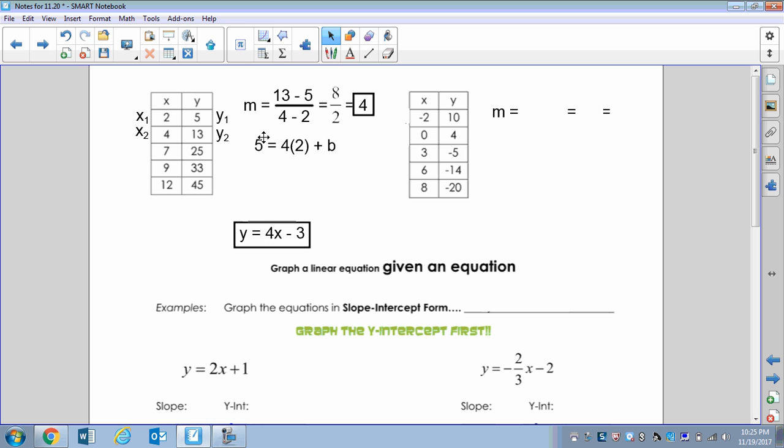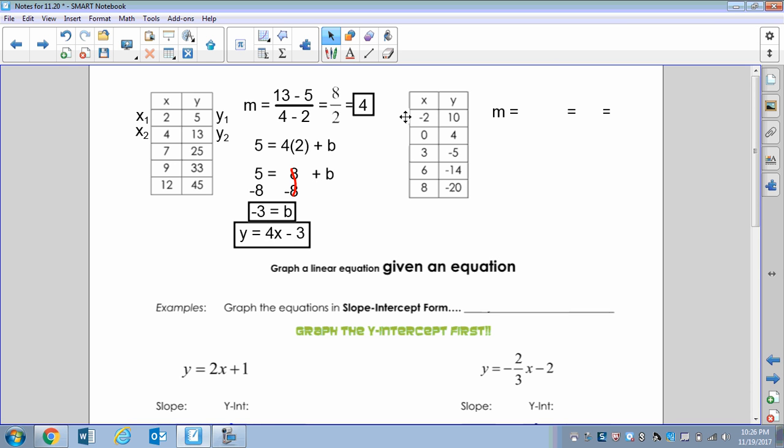And now I'm going to use that slope and plug it in. I used the first point of (2, 5). So 5 for the y, 4 for the m, 2 for the x, and I don't know the b. So I end up getting 5 equals 8 plus b. I subtract the 8's from both sides, and these 8's cancel out here. I end up with 5 minus 8, which is going to give me a b of -3. And now that I have m and b, I plug that in, and it becomes y equals 4x minus 3.